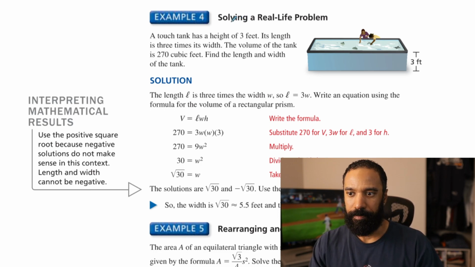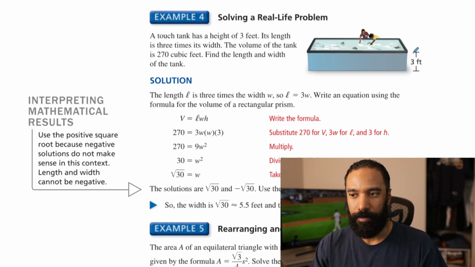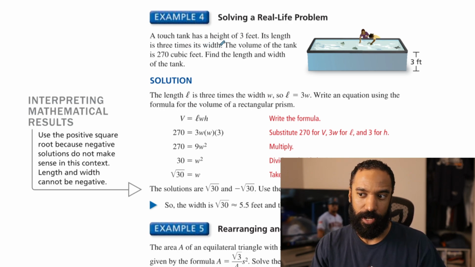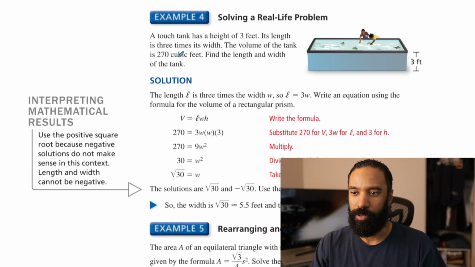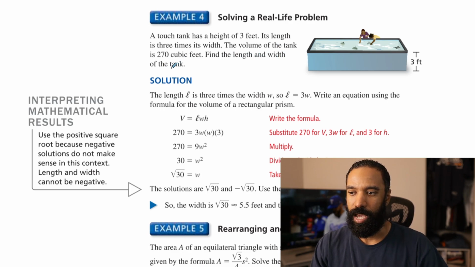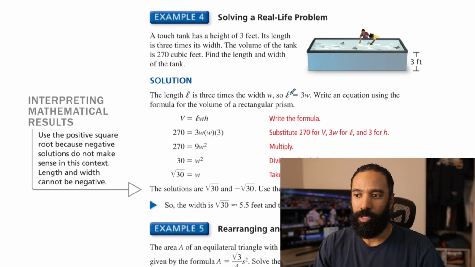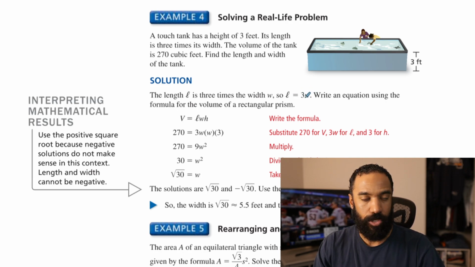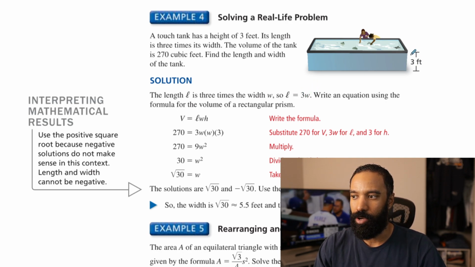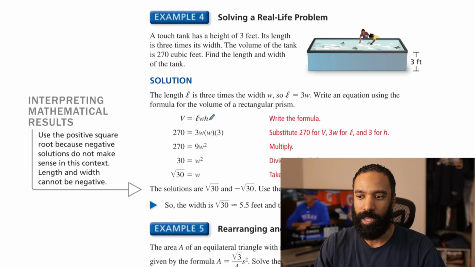Solving a real-life problem. A touch tank has a height of 3 feet. Its length is 3 times its width, so we'll set up a scenario with that. The volume of the tank is 270 cubic feet. Find the length and width of the tank. If you have a width that's W, the length can be expressed as 3W, so we can have one variable in this scenario. We know that the height is a constant of 3, so we substitute 3 for H.